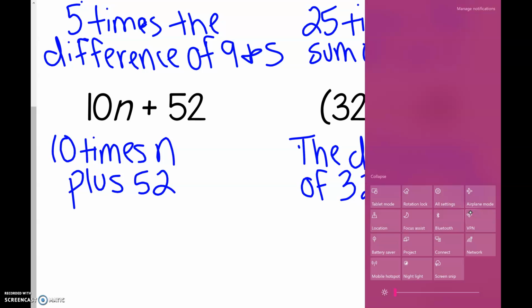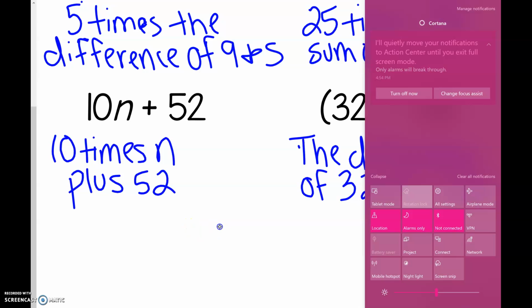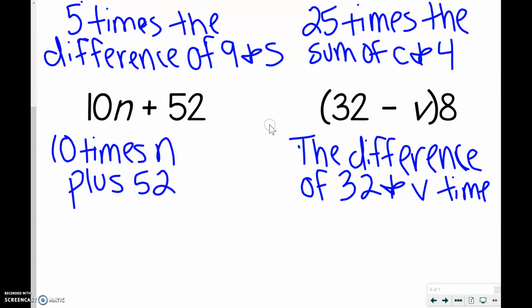Oops. Oh, sorry. I got too close to the edge of my screen. Sorry about that. Go away. Oh, I can't get it to go away. Sorry about this. There we go.